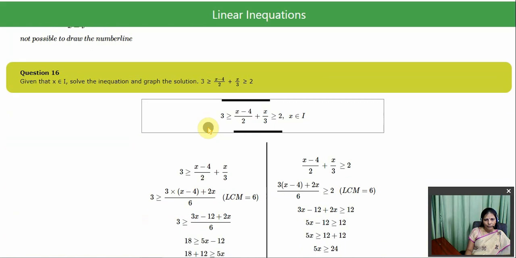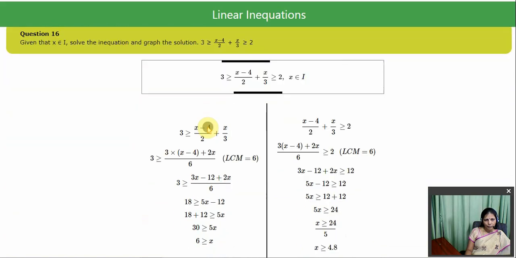Now come to this question. Given that x belongs to I, integers. Solve the inequations and graph the solution. You need to represent it on the number line. The question is 3 is greater than or equal to (x minus 4)/2 plus x/3, which is greater than or equal to 2.